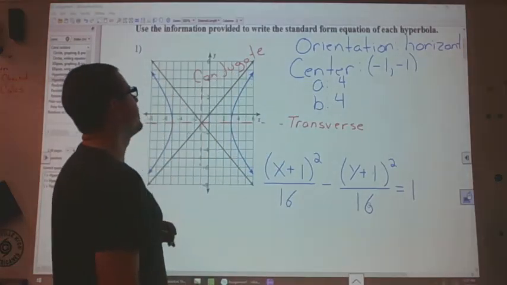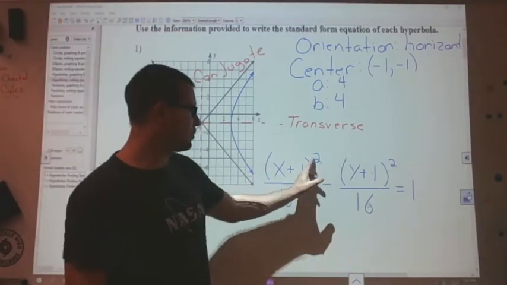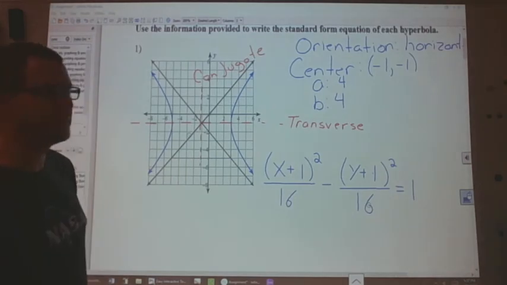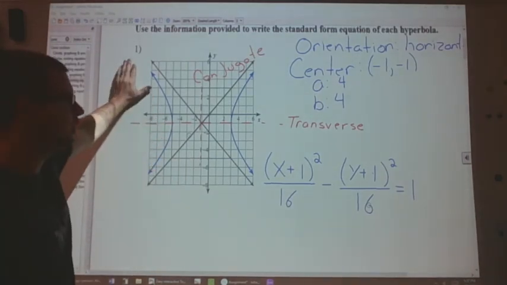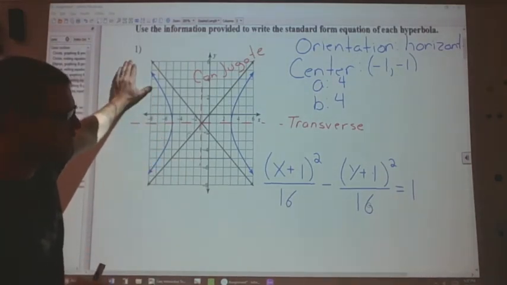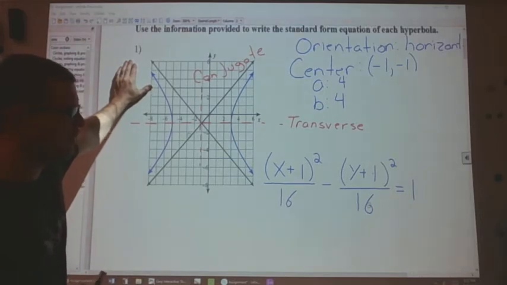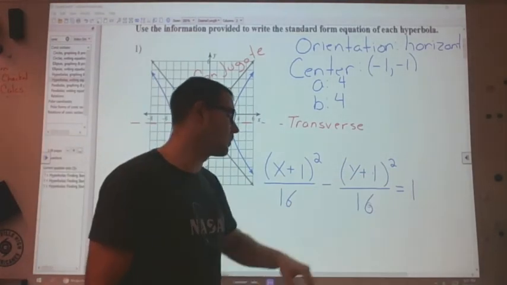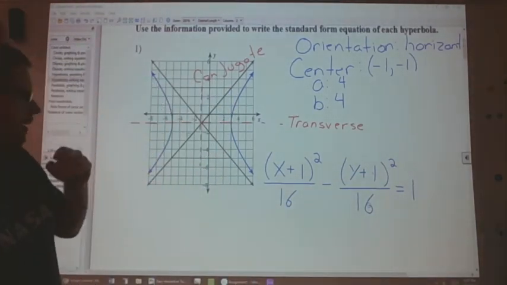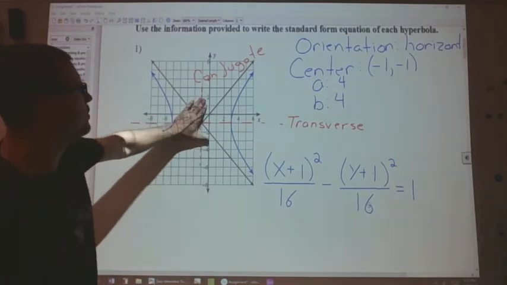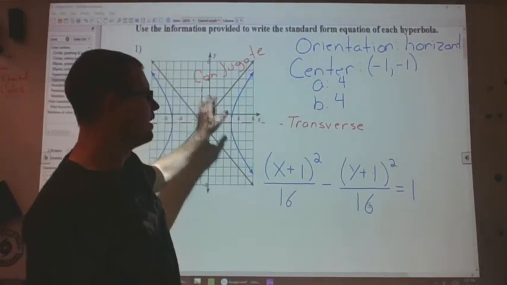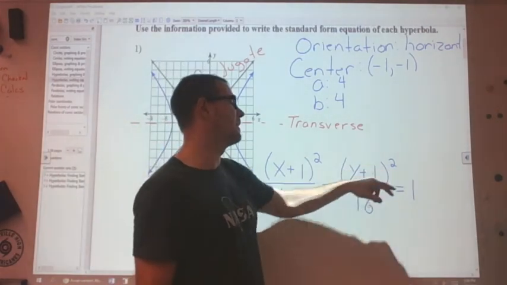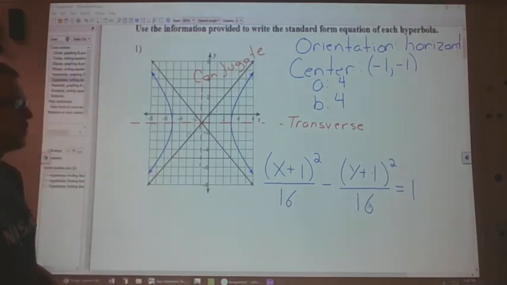Which we're going to leave like that. We could simplify it to (x plus 1) squared minus (y plus 1) squared equals 16 because we have that common radius like a circle, but we're not. That's all we're looking for, is that standard form of the equation of a hyperbola, (x minus h) squared over a squared minus (y minus k) squared over b squared equals 1. Keep in mind, had the hyperbola been oriented vertically, the x and y would have switched, so we'd have (y minus k) squared minus (x minus h) squared over a squared and b squared.